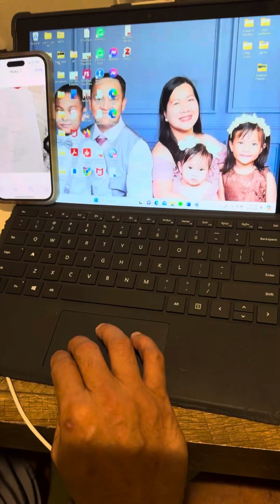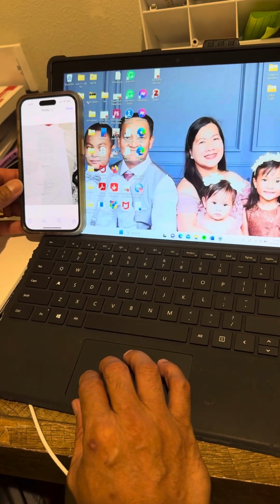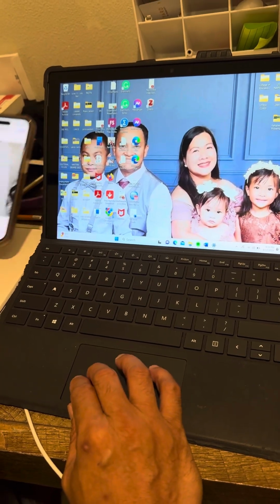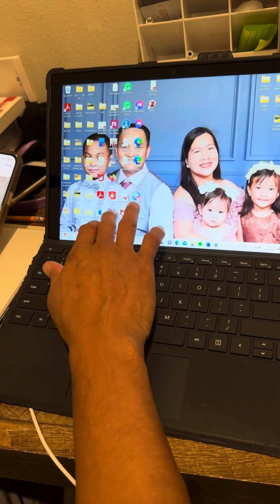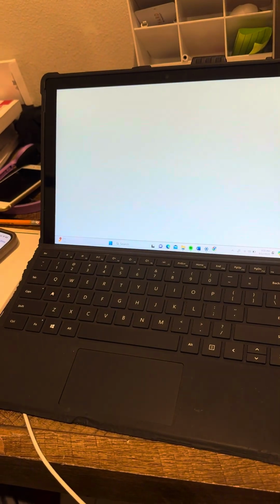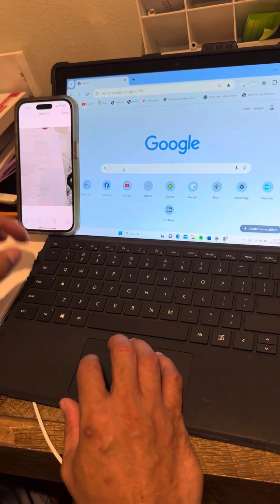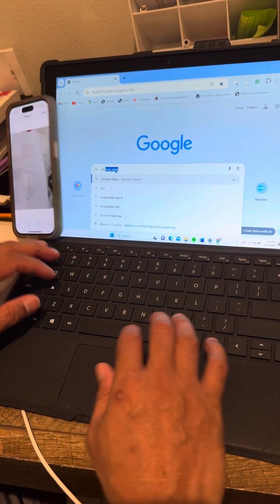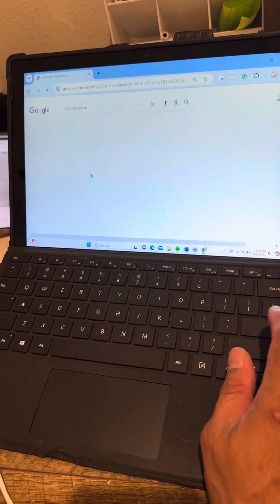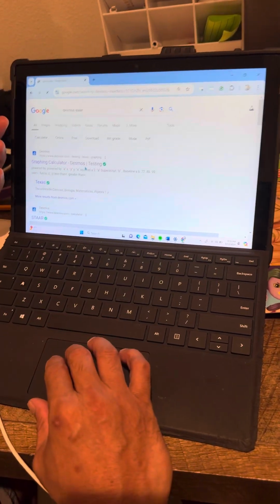Good evening. How can I open it? There you go. Well, first you open a Desmos calculator. Desmos calculator. Okay, so Desmos.